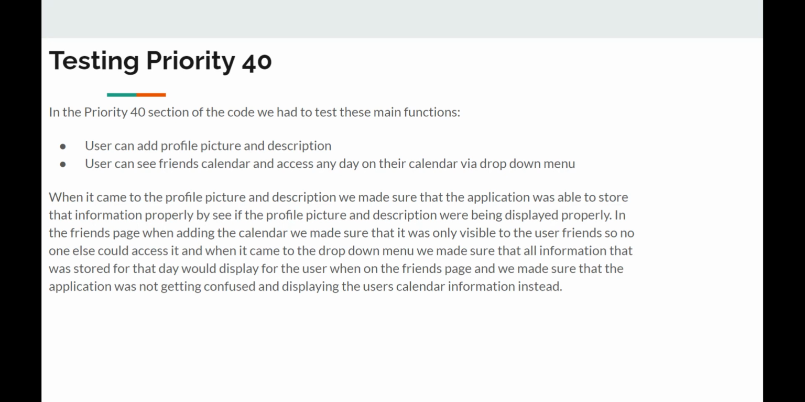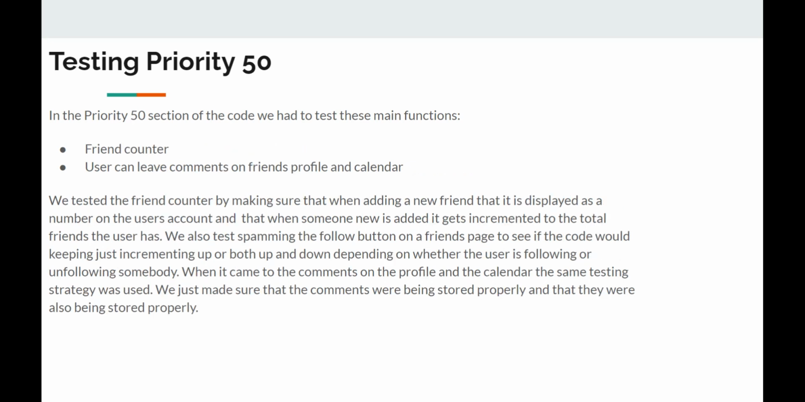In the friends page, when adding the calendar, we made sure that it was only visible to the user's friends, so no one else could access it. And when it came to the drop-down menu, we made sure that all the information stored for that day would display for the user on the friends page, and we made sure the application was not getting confused and displaying the user's calendar information instead.